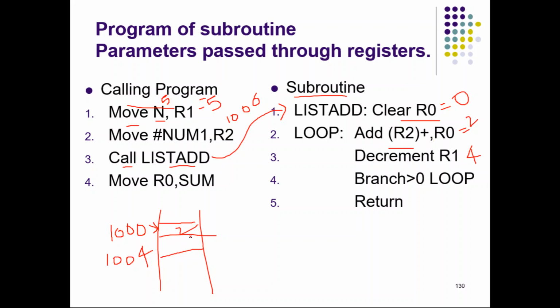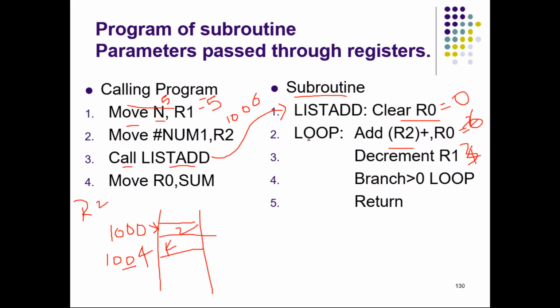Again add r2 comma r0. Now r2 is updated to 1004. These addresses are nothing but r2. The value at 1004, say this value is 4, will be added with the previous sum, that is 2, so this will become 6. Again decrement r1, this becomes 3. Check whether it is greater than 0, loop. Like that you continue.